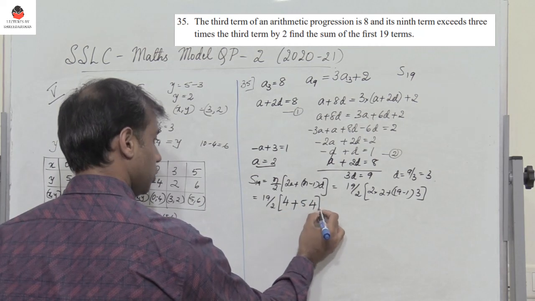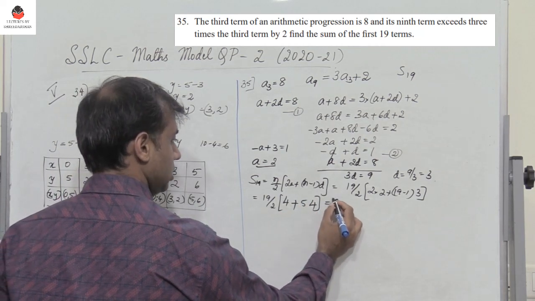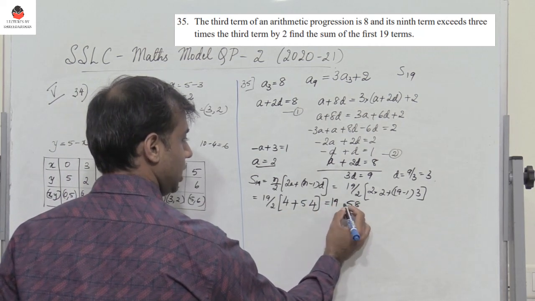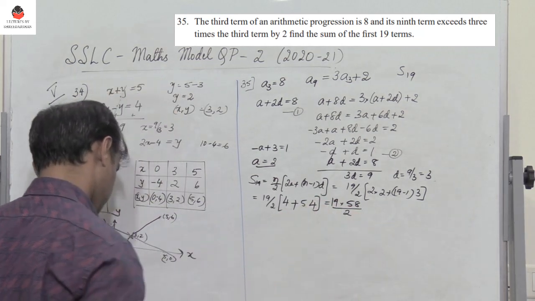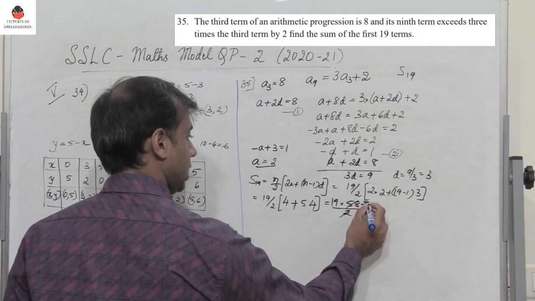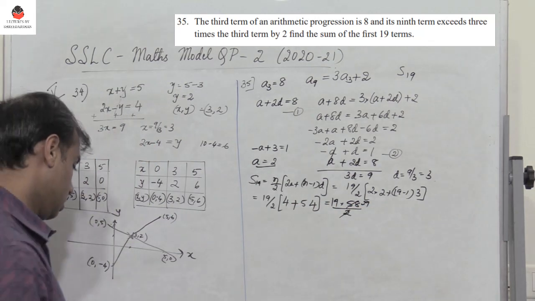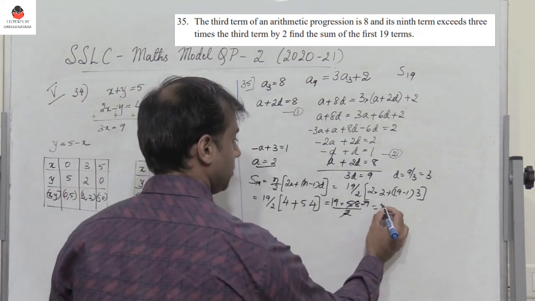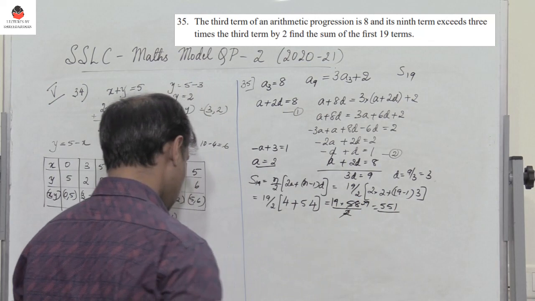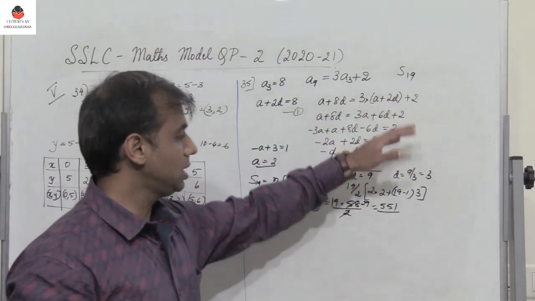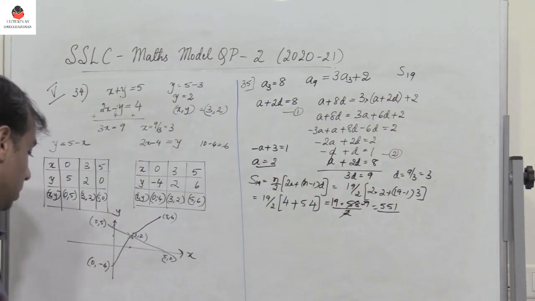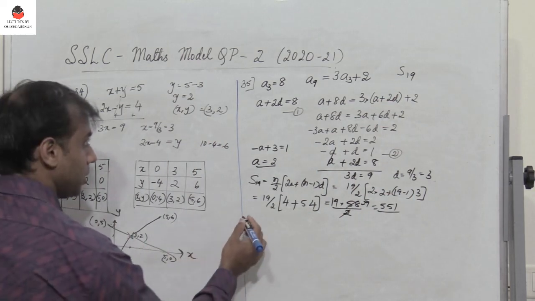So I get 54, which is 19 into 58 by 2. So this is 29, so 19 into 29. So we get the value as 551. So this is the answer. The sum up to 19 terms is 551. Now let's move on to the next one.